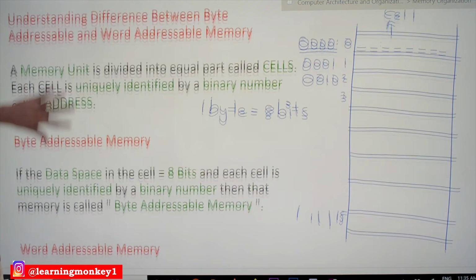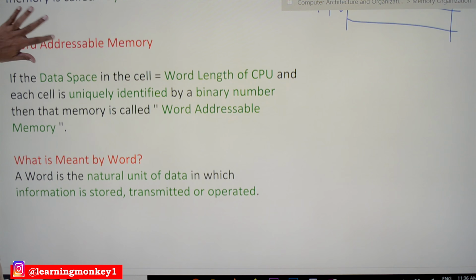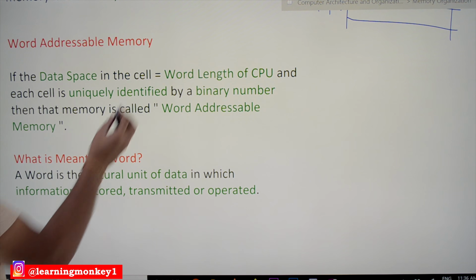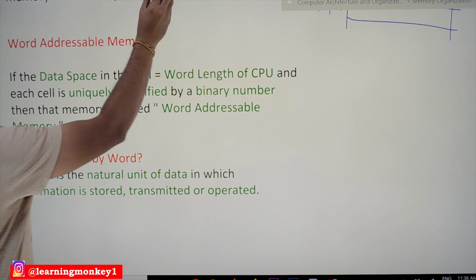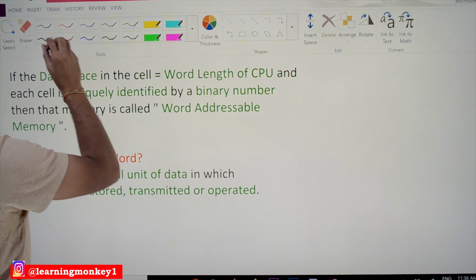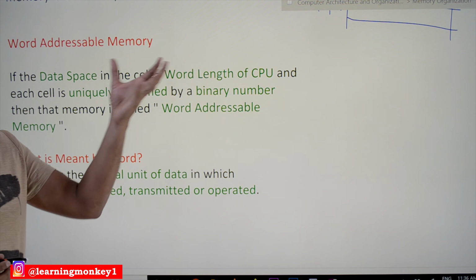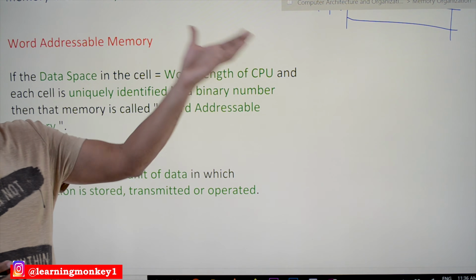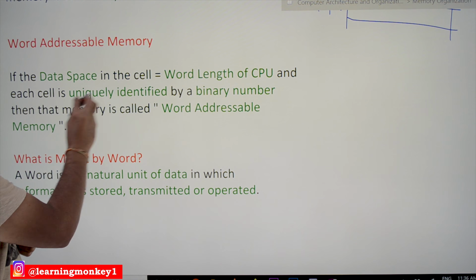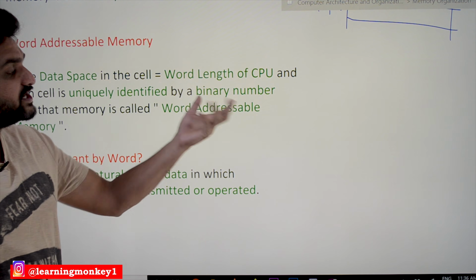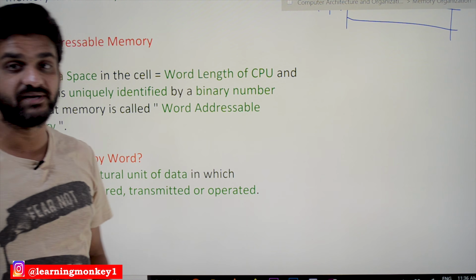Word addressable memory means the data space in the cell is equal to the word length of the CPU. Based upon the word length of the CPU, if the data space is capable of storing the word length of the CPU and each cell is uniquely identified by a binary number, then that memory is what we call a word addressable memory.